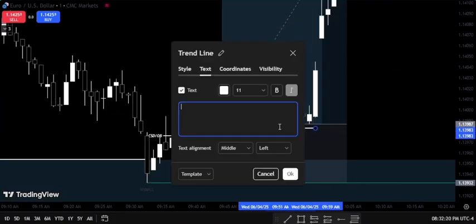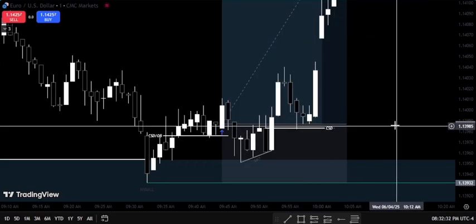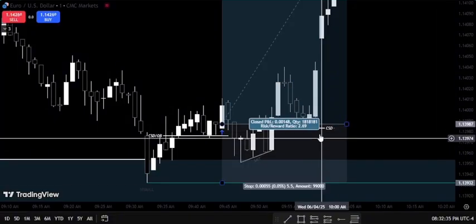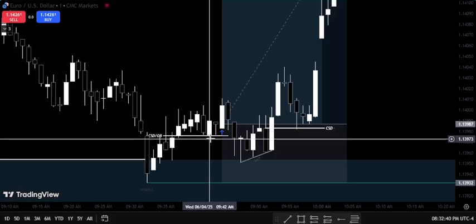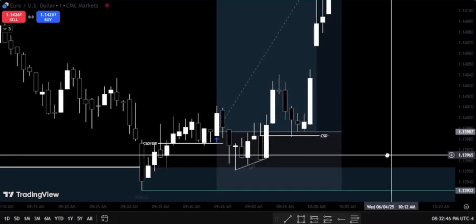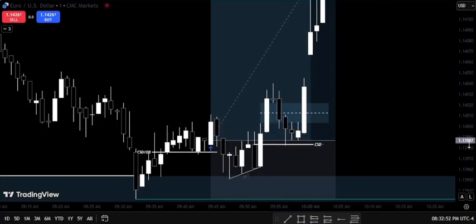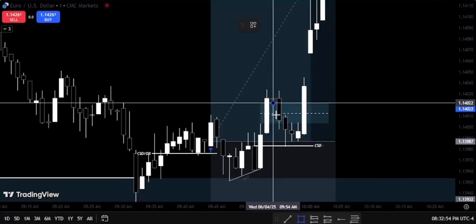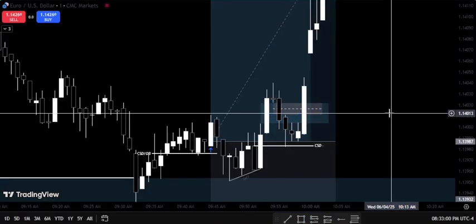And as you can see, this would be the change in the state of delivery. And as you can see, we wick it, close back inside the range. Same thing over here. We wicked it, close right back inside of the range. So that's telling me that that is valid. Plus, also rebalance this 1 minute inefficiency. Also, inverse this 1 minute bearish value.